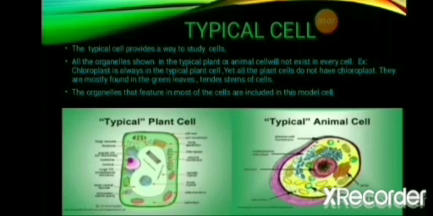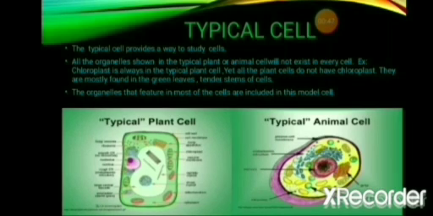Let us discuss the typical cell. Typical cell is a model cell. The typical cell provides a way to study cells. All the organelles shown in the typical plant or animal cell will not exist in every cell. Example, chloroplast is always in the typical plant cell, yet not all plant cells have chloroplast. They are mostly found in the green leaves and tender stems. The organelles that feature in most cells are included in this model cell. I mean, it is a model for understanding cell structure. It is only for study purpose.